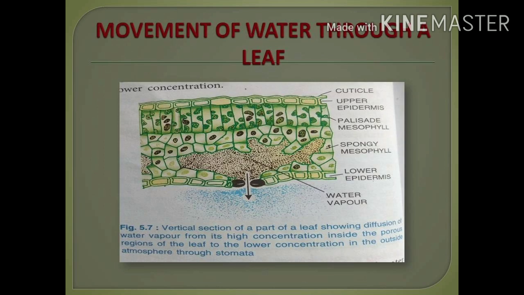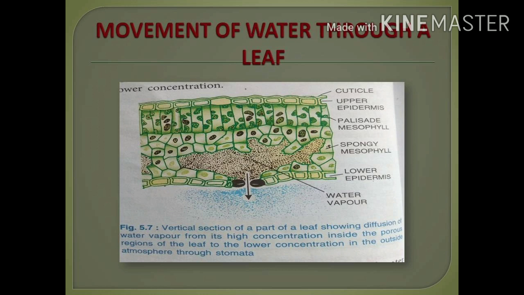Next, the movement of water through a leaf. The cell sap in each cell exerts a turgor pressure outward on the cell wall. This pressure forces some water out of the cell wall into the air space between the cells. Here, the water evaporates and the water vapor diffuses through the air spaces between the mesophyll cells into the substomatal space, from where it finally goes out by diffusion through the stomata.